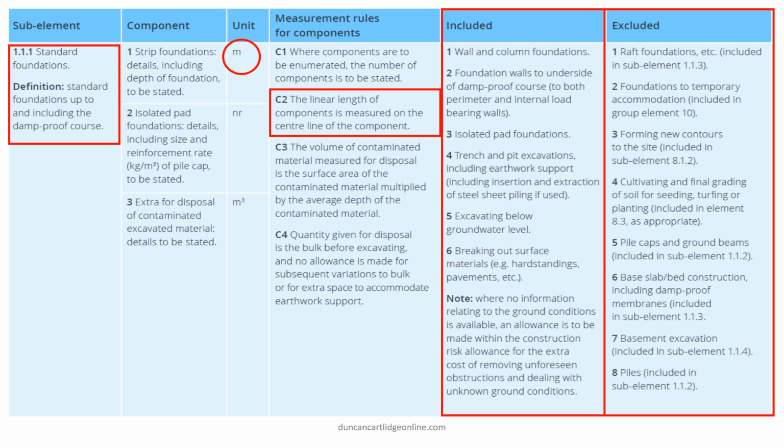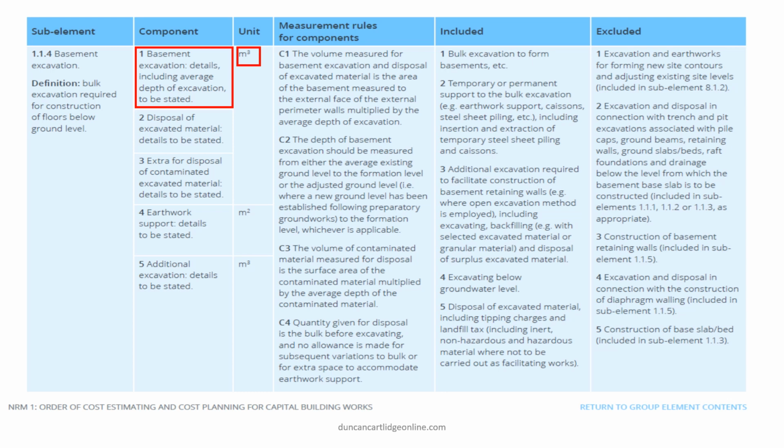So, starting on the left, choose Standard Foundation, measured in linear meters. C2 states that foundations are measured on the center line. The final two columns set out what items are included and what items are excluded from this element. A similar approach is needed when measuring basements.